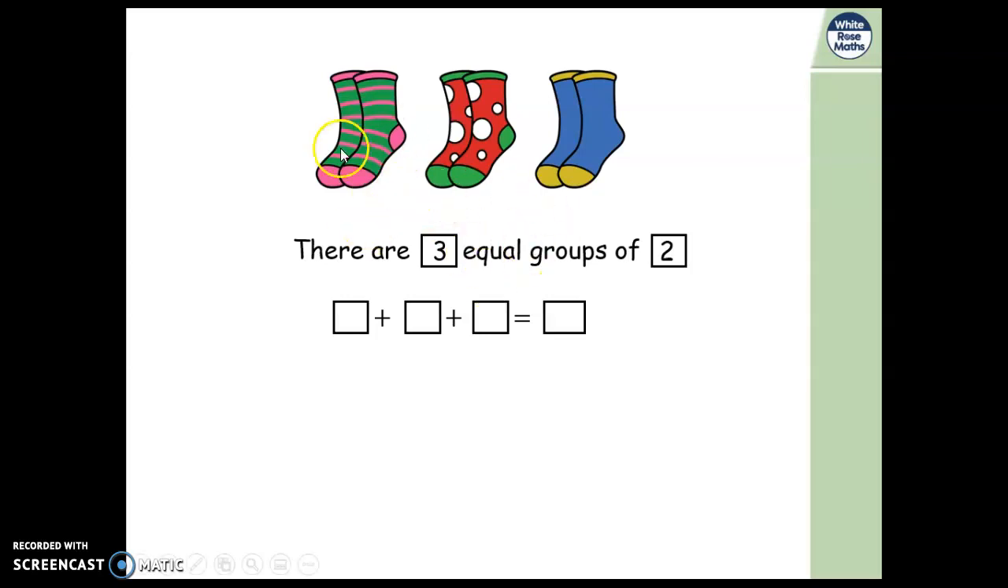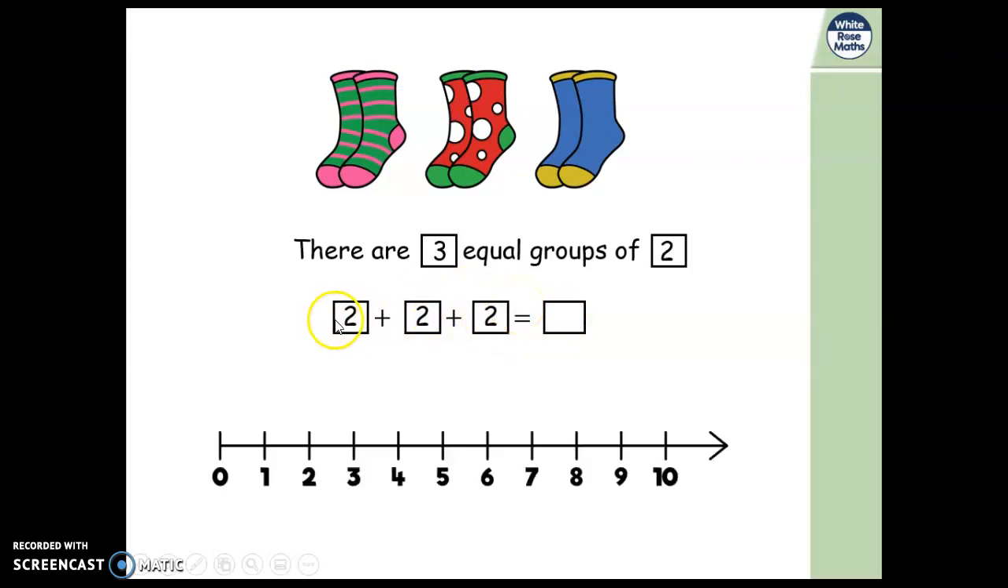Now we've got two pairs of socks there, a pair of socks there, two socks there, and two socks there. Now, three equal groups of two, we know that's right because we've got three twos. Two, two, two. If we skip count in twos, 2, 4, 6. So our answer is 6.